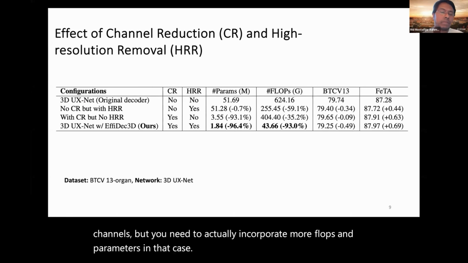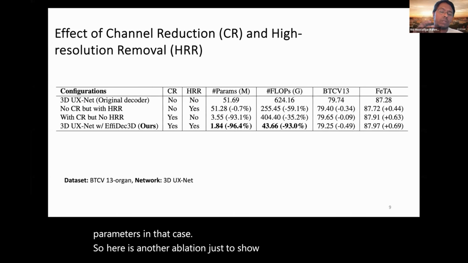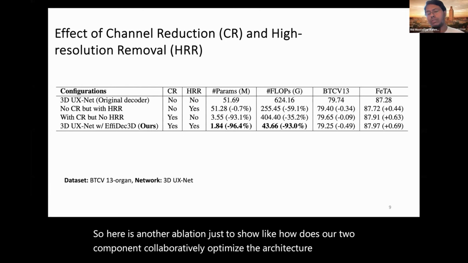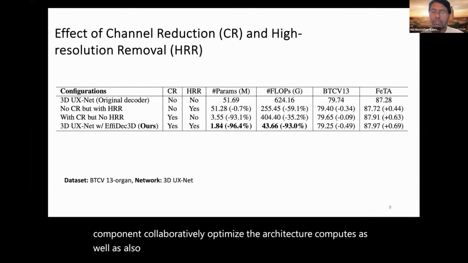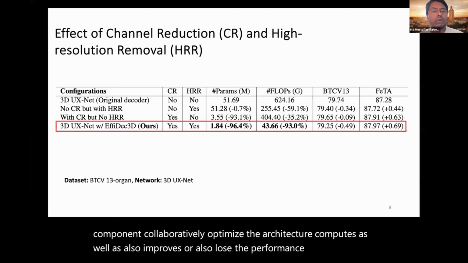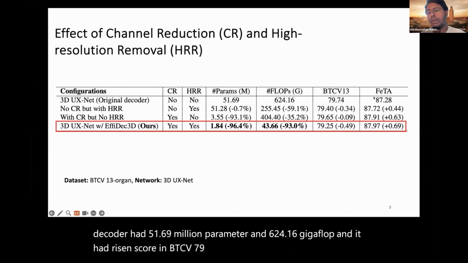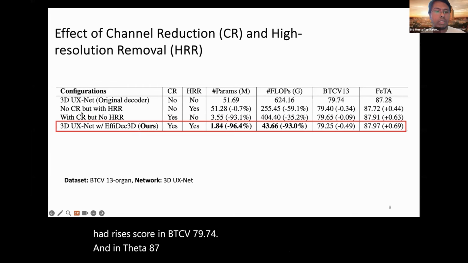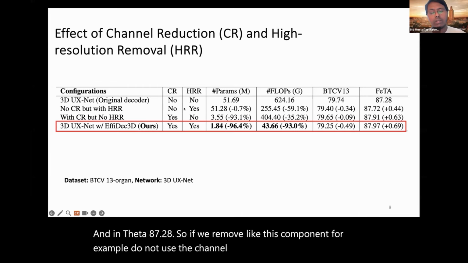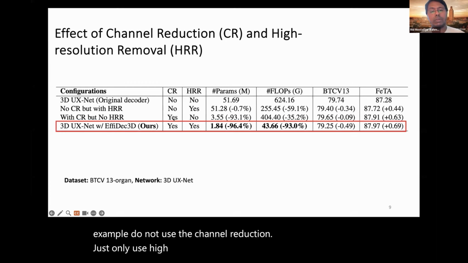So here is another ablation just to show how our two components collaboratively optimize the architecture's compute, as well as how they improve or lose performance. Our original decoder had 51.69 million parameters and 624.16 gigaflops, and it had a dice score of 79.74 in BTCV and 87.28 in the Decathlon. If we remove a component, for example do not use the channel reduction and only use high resolution removal, or the other way around, it has a different effect.